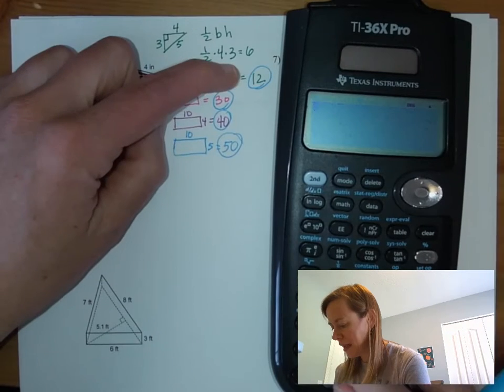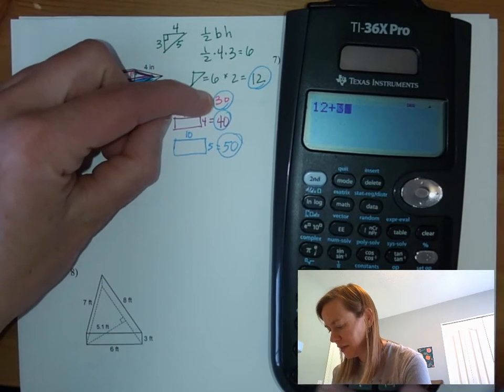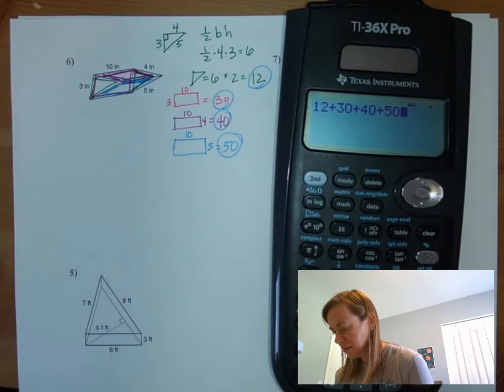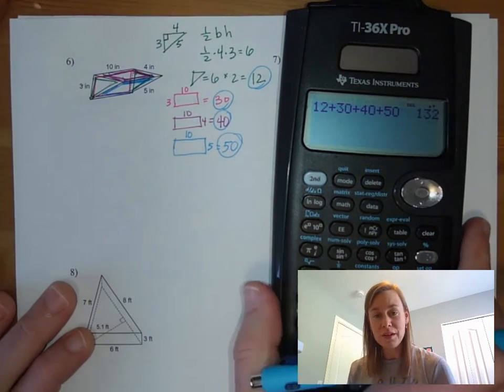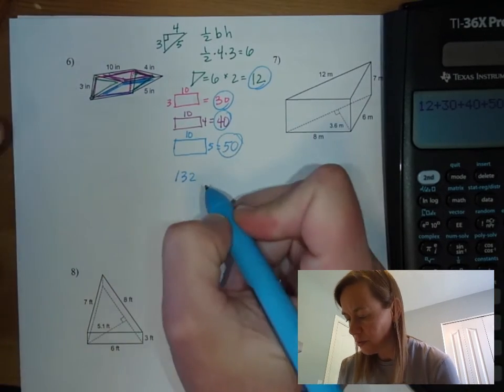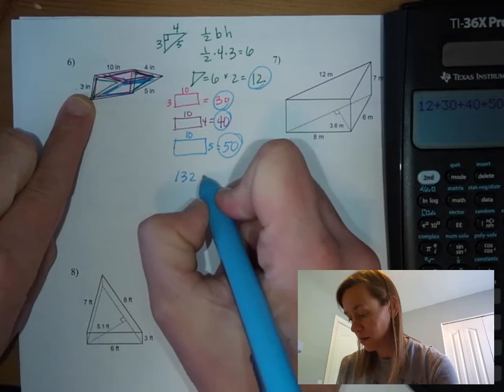We could add them by hand, but I've got a calculator here, and I'm just going to use it to make it quick and easy. Make sure I typed it in right. Looks good. And we get a total of 132. So our surface area is 132 inches squared.